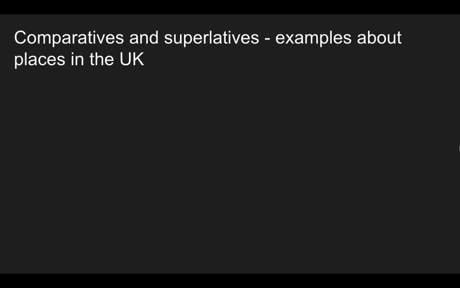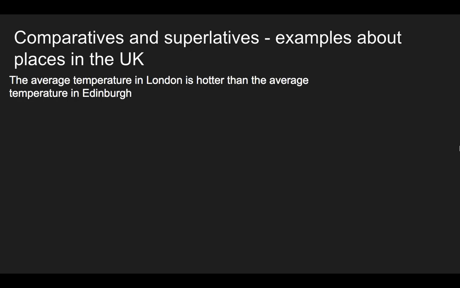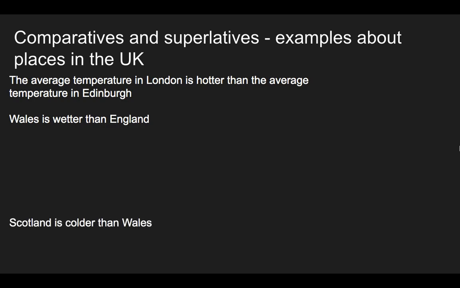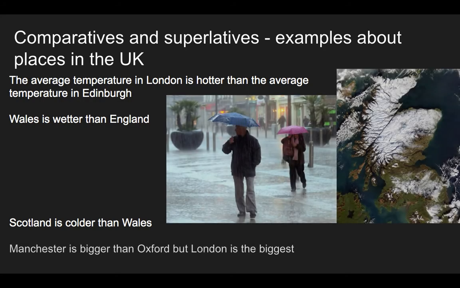Okay, now I'm going to talk about some places in the UK using comparatives, superlatives. So for example, the average temperature in London is hotter than the average temperature in Edinburgh in Scotland. Wales is wetter than England. Scotland is colder than Wales. Manchester is bigger than Oxford, but London is the biggest.